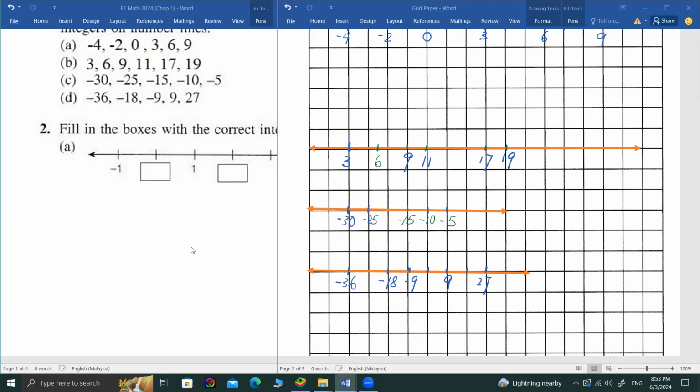Fill in the suitable number, correct integers. Have a try and see before I start to explain, because I'm still waiting for some of you that have not yet finished number 1. How many of you have not yet finished number 1? Okay, keep on.